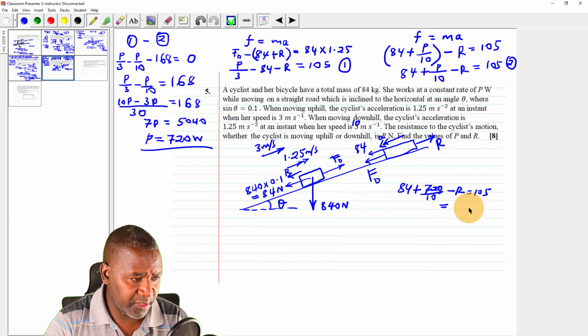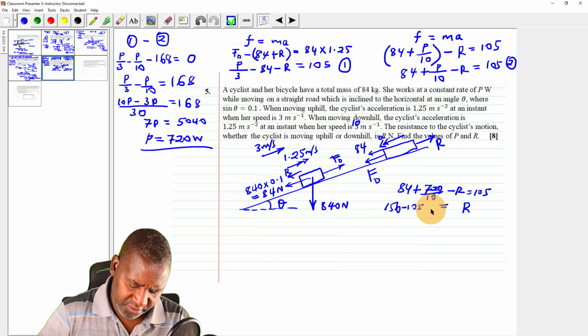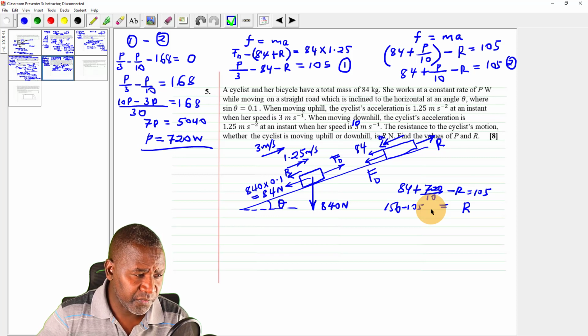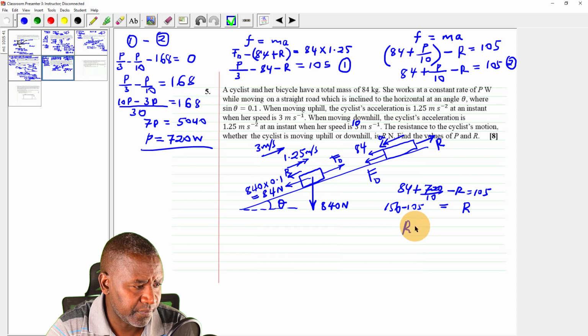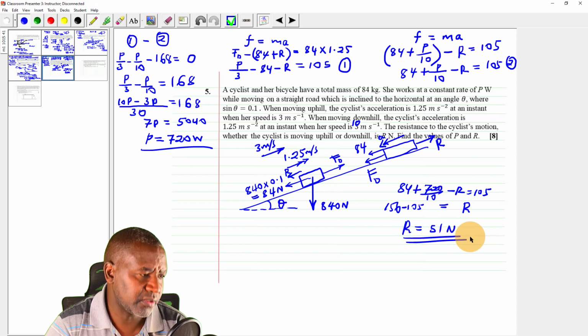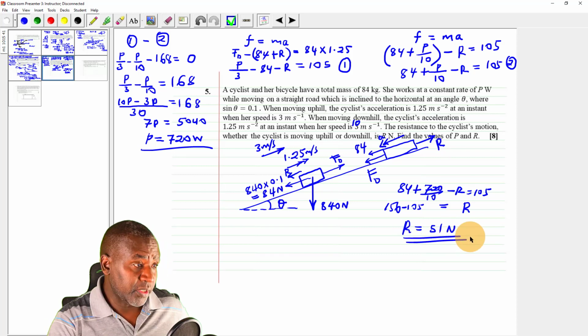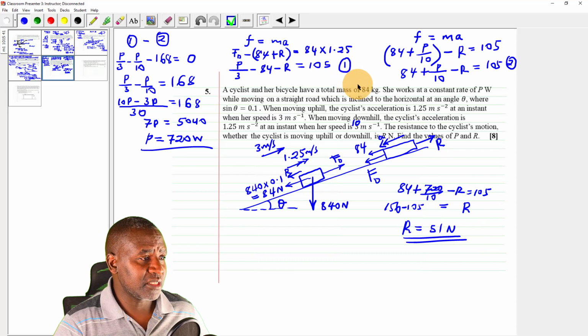So if R crosses the equal sign, I'm going to have 156 minus 105, and I'm going to get 51. Resistance to motion is 51 newtons. So again, checking the marking scheme.